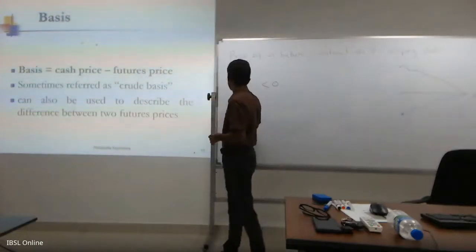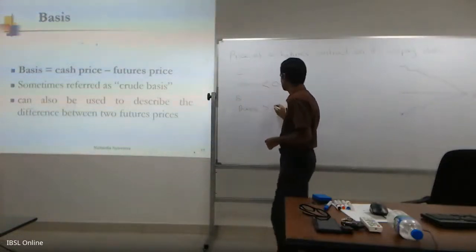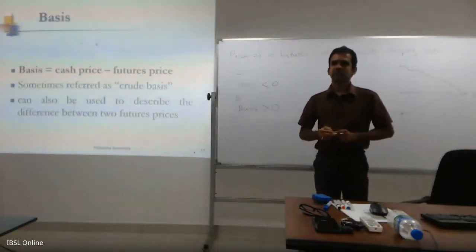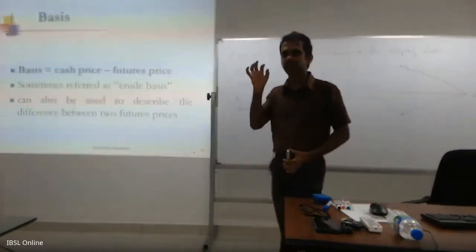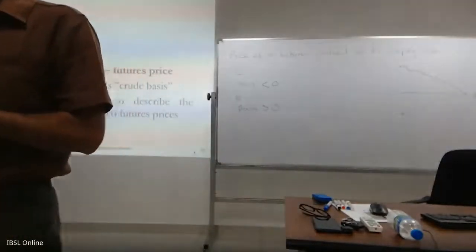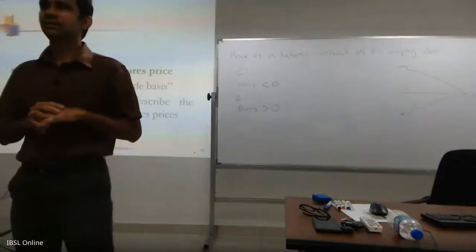In backwardation, what is the basis? Basis is the difference between the cash price minus the futures price. In a contango market, the futures price is higher than the cash price. In a backwardation market, the futures price is lower. Therefore, in the contango market, basis is negative. In the backwardation market, basis is positive.